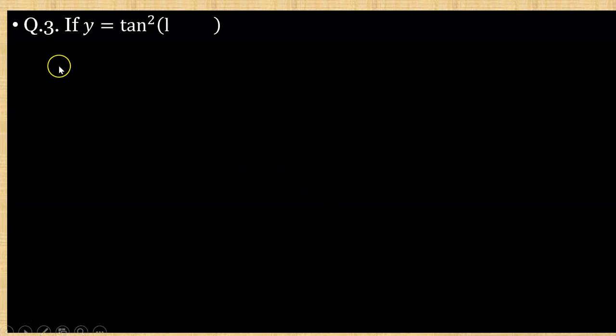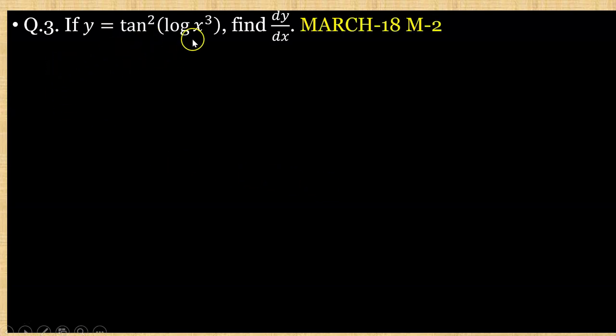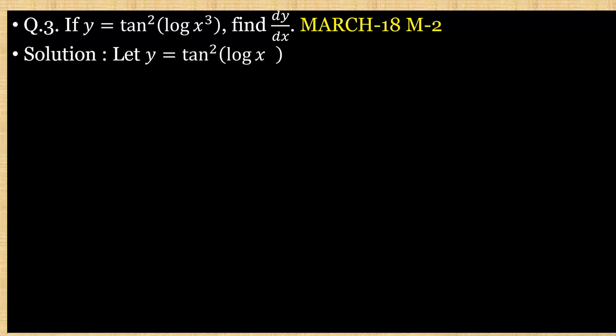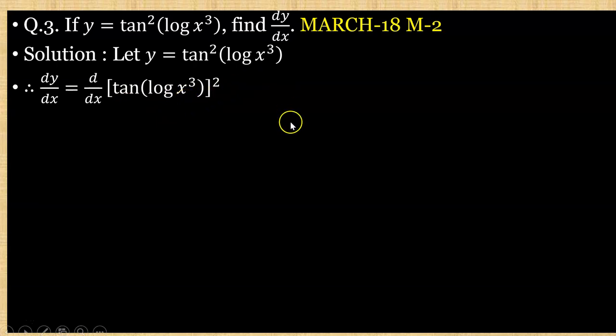Now, next example, question number 3. If y is equal to tan square of log of x cube, find dy by dx. This example was asked in March 18 for 2 marks. Now the solution. Let y is equal to tan square of log of x cube, and this can be written as tan square. This is the main function, that is, the tan of log of x cube, bracket square.